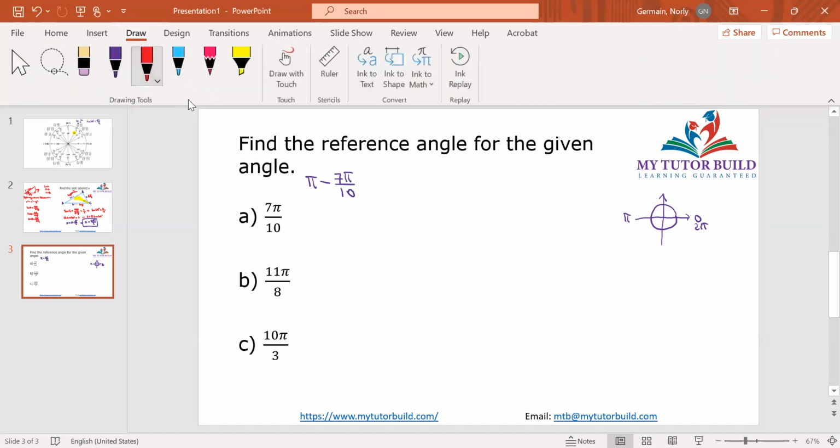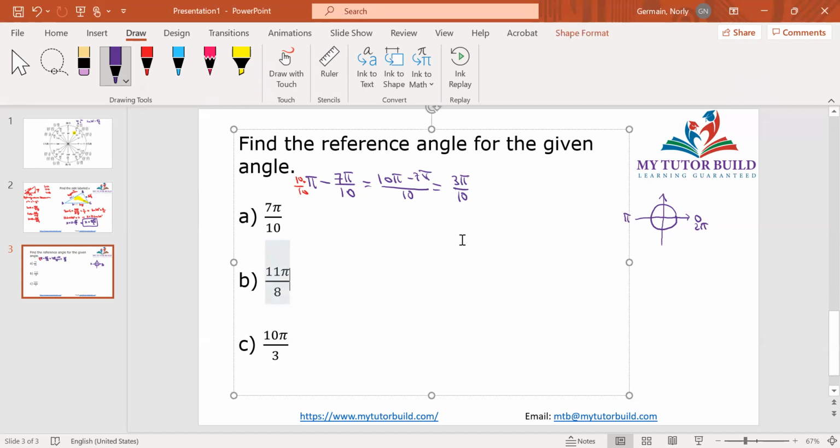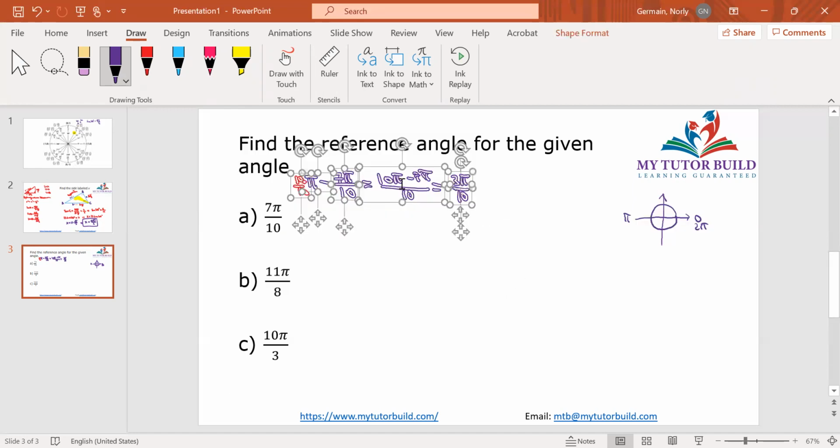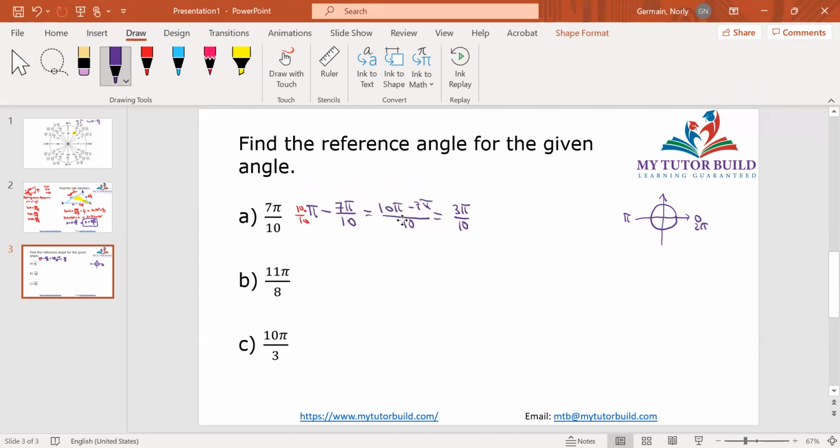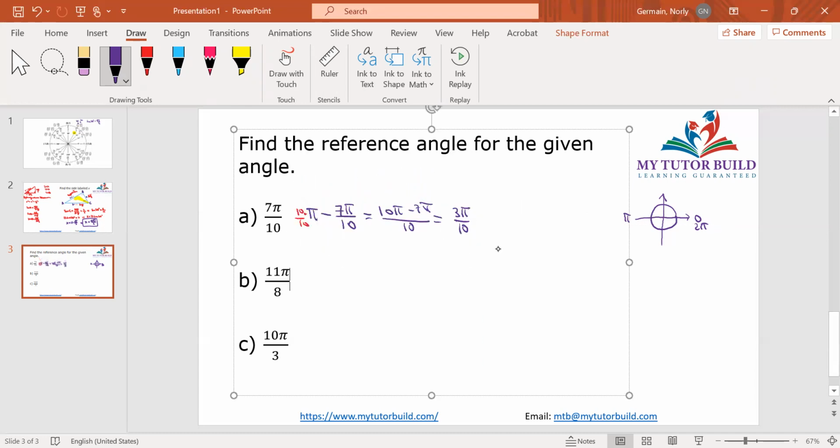To get the same denominator, multiply and divide by 10. So we have 10 pi minus 7 pi over 10. The answer for the first one is 3 pi over 10. That's the right answer for this one.